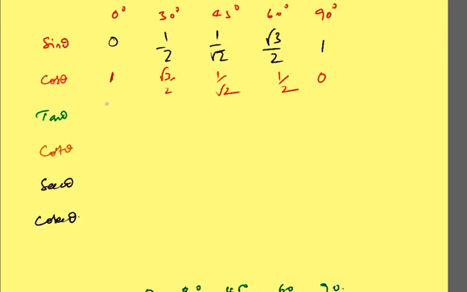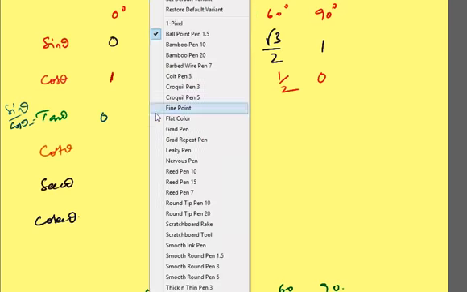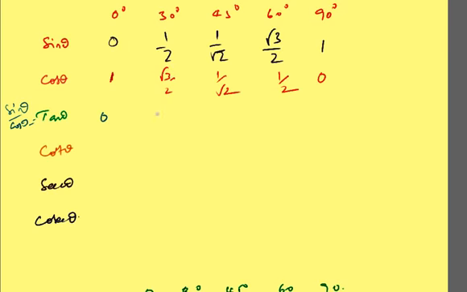Now tan, what will happen? Tan is nothing but sin by cos, friends. 0 by 1 is 0. Then 1 by 2 divided by root 3 by 2, the 2s will cancel, and it will become 1 by root 3. Then 1 by root 2 divided by 1 by root 2, same number by same number, it will be 1. Root 3 by 2 divided by 1 by 2, the 2s will cancel, so you will be left with root 3. And 1 by 0 is nothing but infinite, we say.